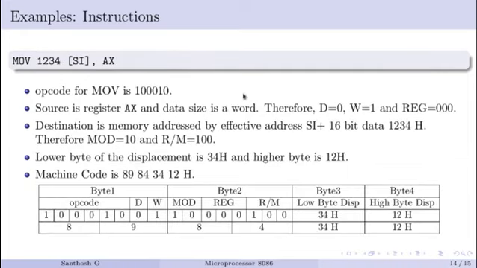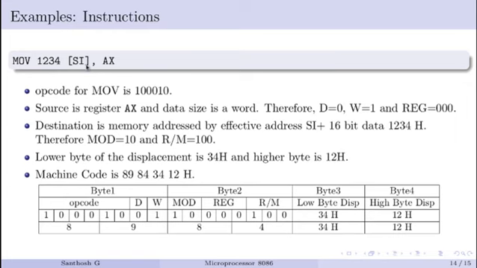The next instruction that we consider is this one, move 1234 SI, AX. Here the source is the AX register and therefore can be specified by the reg field, and the size of the data transferred is 1 word and therefore W should be 1. Since the register specifies the source, D can be set to 0 and reg equal to 000 specifies the AX register. Now the destination is given by 1234 SI.